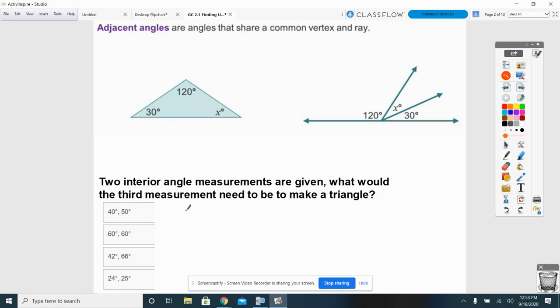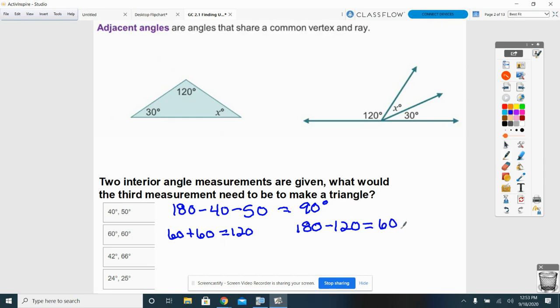Okay, so here it says 2 interior angle measures are given. What would the third measure have to be? So we're going to figure these out by either taking 180 minus 40 minus 50. So this would be 90 on this one. Or you could take 60 plus 60. That gives you 120. And then take 180 minus 120 to get 60. Why don't you pause it to see if you can figure out the last two?